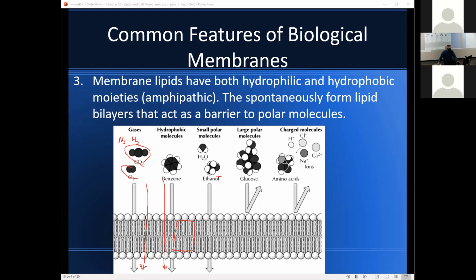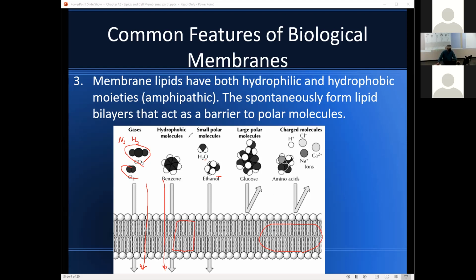Anything that carries a charge cannot cross. Now, ions are very small. However, because they carry a charge, that makes them hydrophilic. And anything hydrophilic cannot traverse the very hydrophobic environment. Pardon me, not charged molecules, but ions, because these ions are very hydrophilic and carry either a positive or a negative charge.